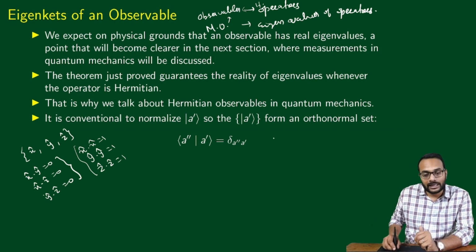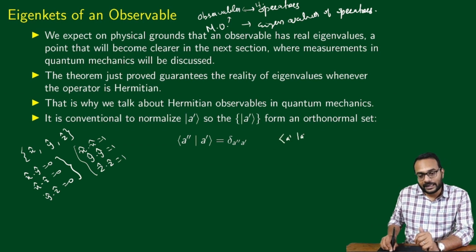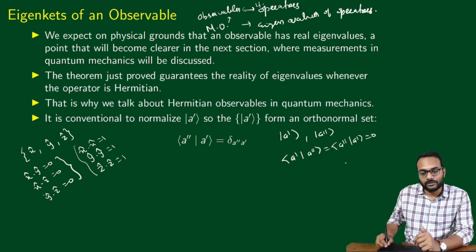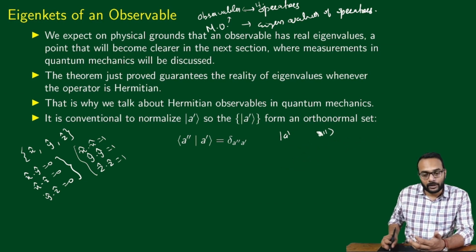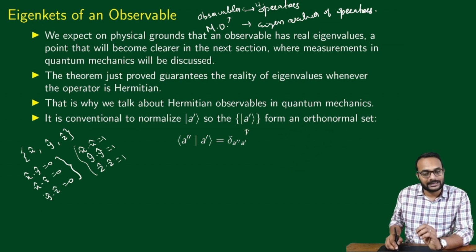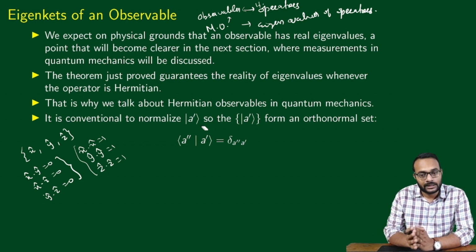So the orthogonality means the bracket of a prime with a double prime. We have already seen this definition: ket a prime and ket a double prime are orthogonal if the bracket of a prime with a double prime, which is also equal to the bracket of a double prime with a prime, has to be equal to 0. So two vectors are orthogonal if this condition is satisfied. Now if this is true for any pair of vectors in the set, they are all mutually orthogonal. This we have already seen: the different eigenvectors are actually orthogonal. So the first part is fine.